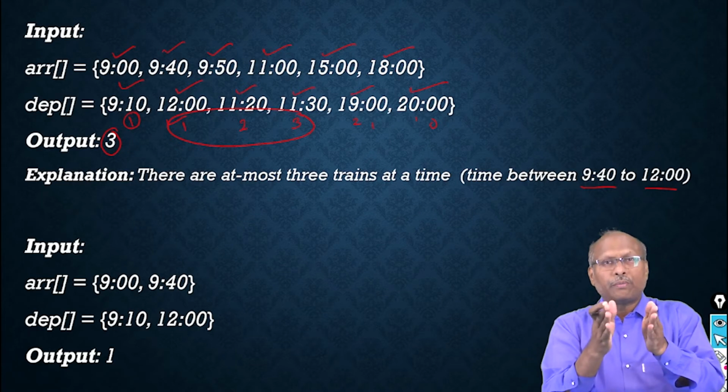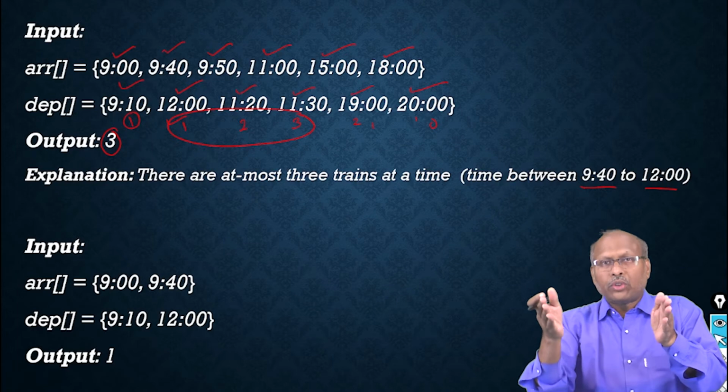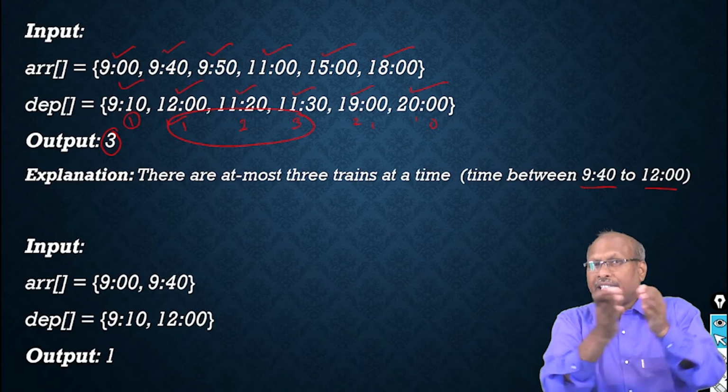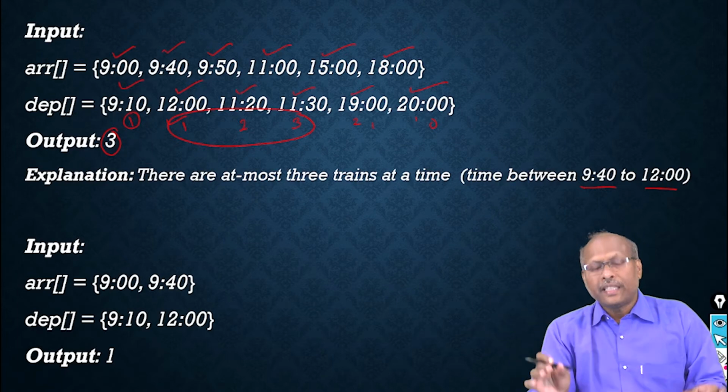So you need one more platform. In between, if at all one more train comes, you need one more platform. So continuously 3 trains are coming. So you need 3 different platforms.